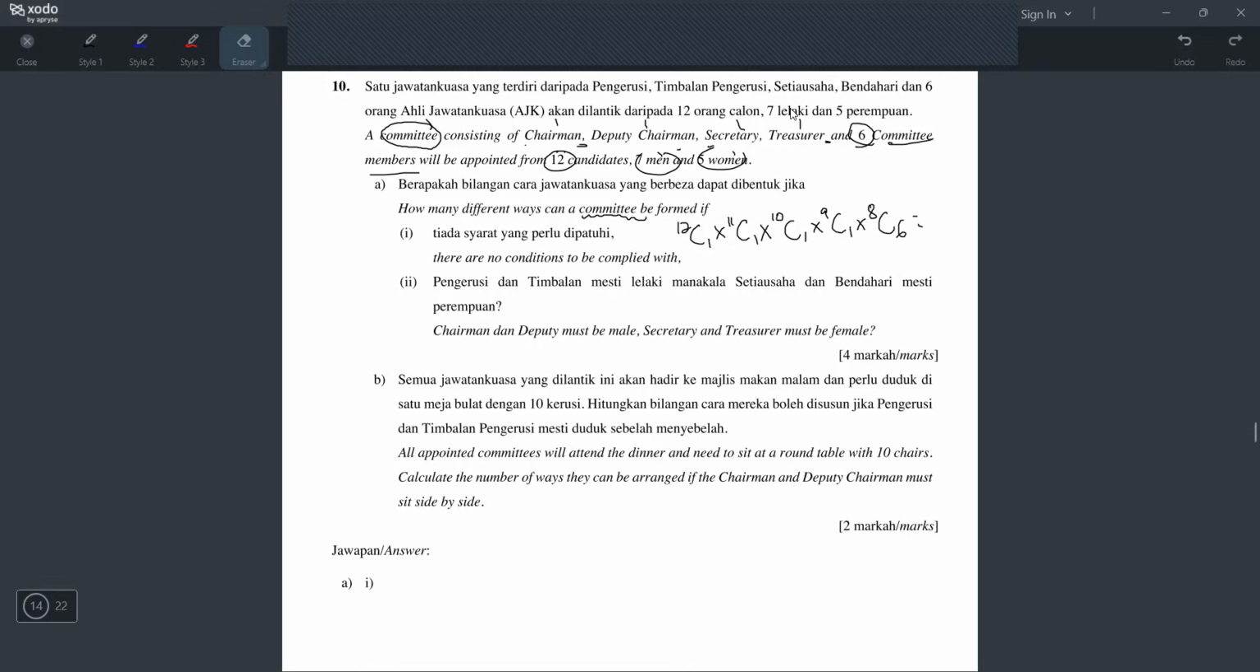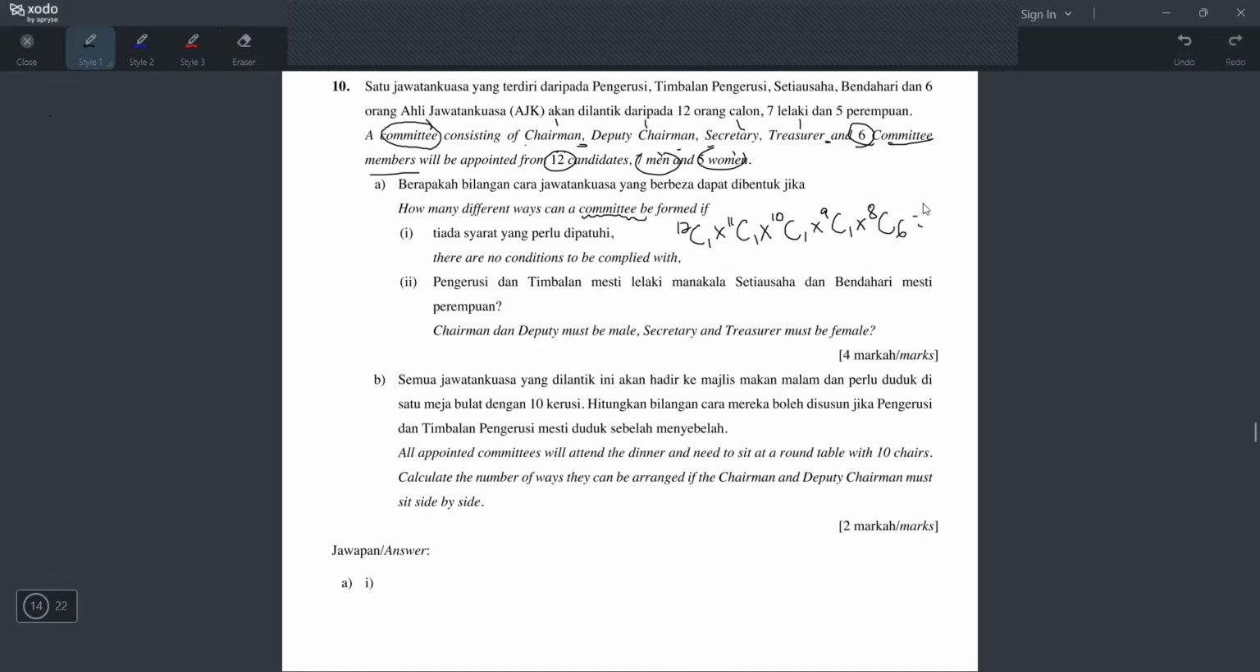So that is why there are 12 ways to choose this, 11 ways to do it, 10 ways, 9 ways. That's why you have to do it like this. Just press the calculator: 12C1 is just 12, so 12 times 11 times 10 times 9 times 8 times 6. Let me press. My calculator gives me 332640. So you just write that, and that would be the answer for A.